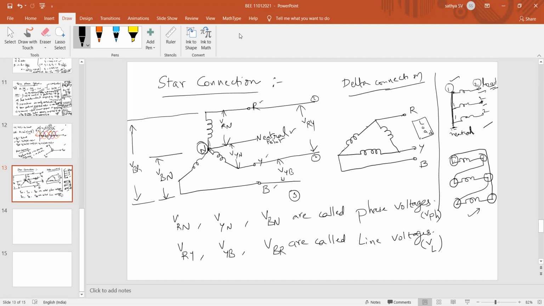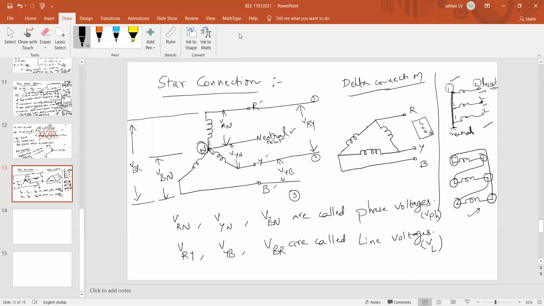That means simply we can define that as delta connection is obtained by joining the terminal end to the initial end of the other winding, and continue till all the three windings are formed as a loop. So this connection of three windings is a closed loop, which we refer to as a delta connection or delta connected. Here there is no presence of neutral, right?